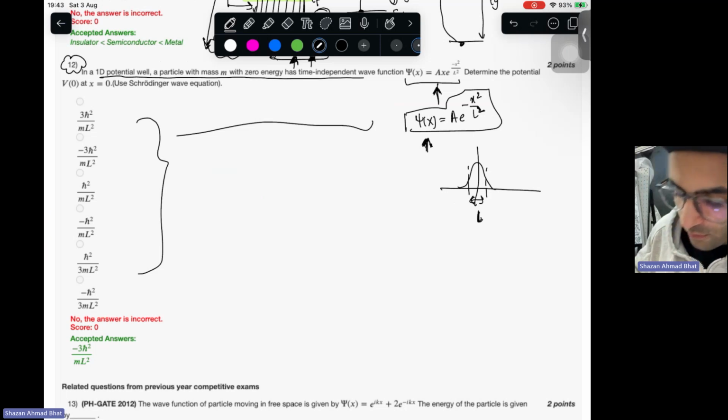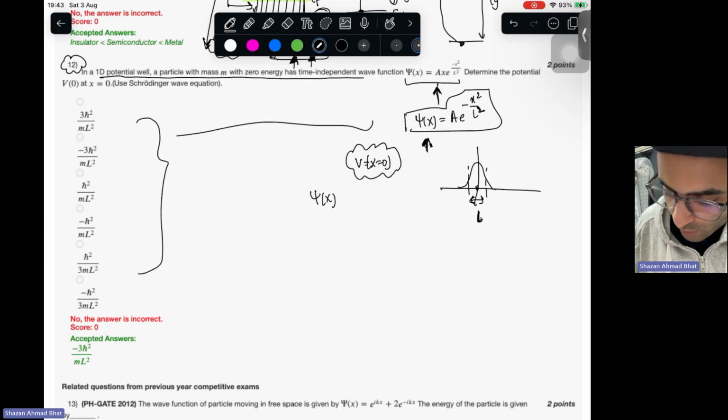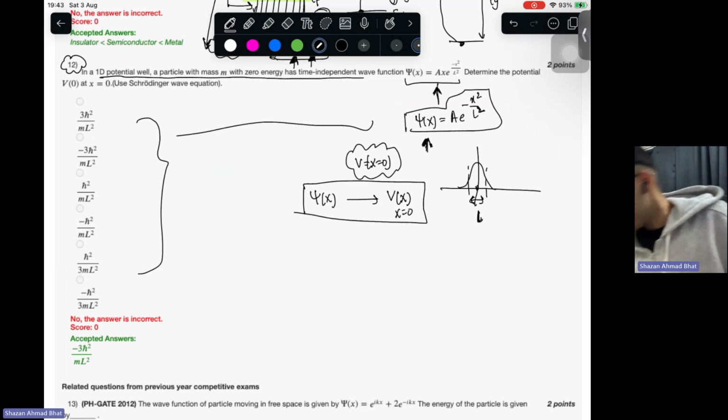So what we need to do is use an approximate analysis to compute the potential V of x at x equals 0. It's an inverse problem. We are given the wave function, and we need to compute the potential at x equals 0.